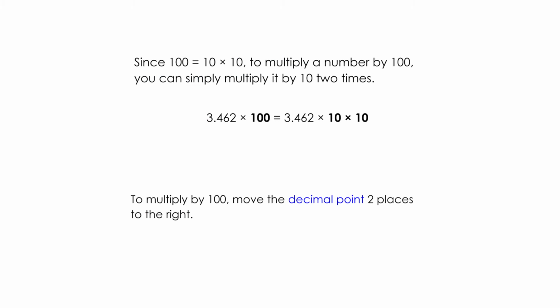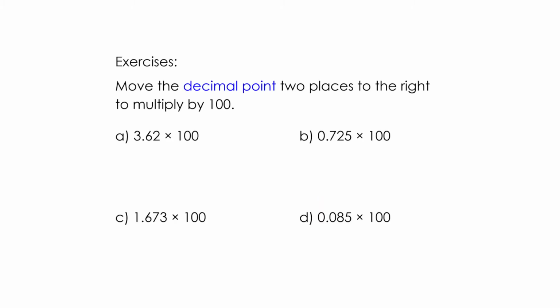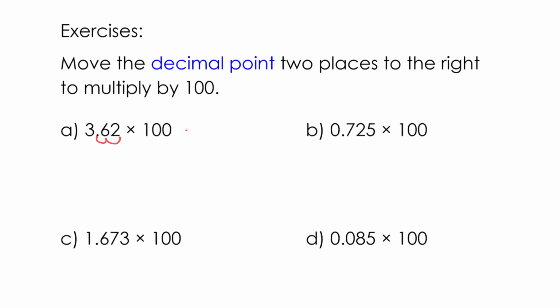Since 100 is 10 times 10, to multiply a number by 100, you can simply multiply it by 10 2 times. So to multiply by 100, move the decimal point 2 places to the right. So let's see this in action. You're multiplying by 100 here. So 2 places to the right. 1, 2. 362. 1, 2. 72.5. 1, 2.